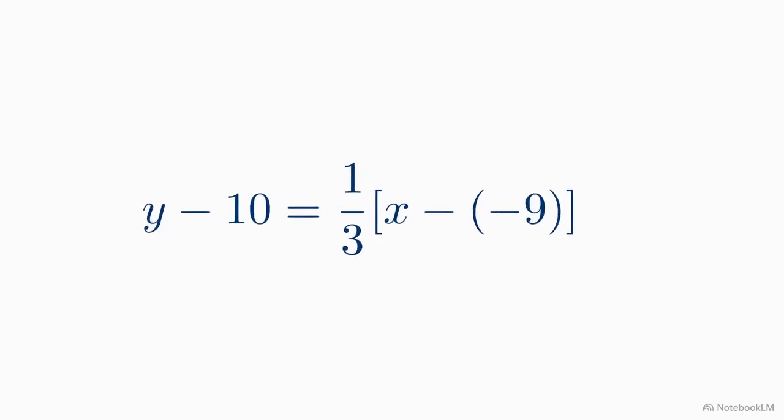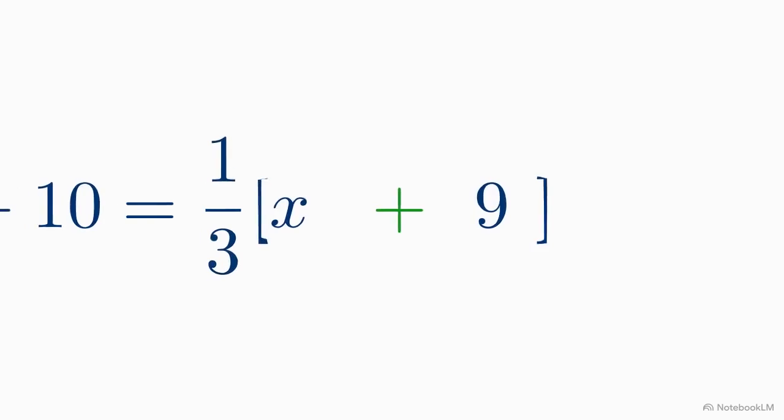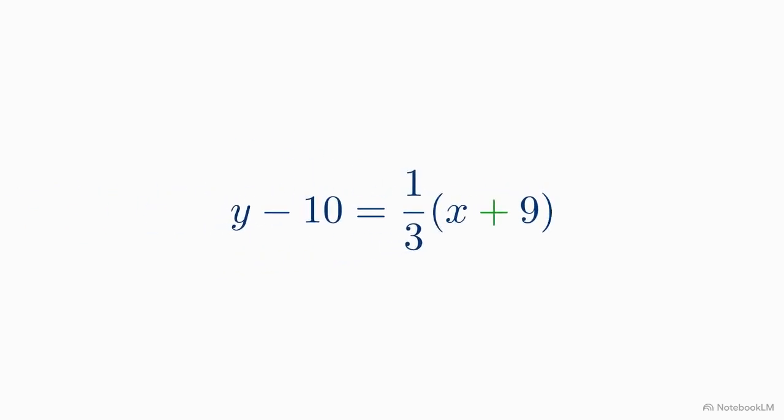Stop here. This is a common exam friction point. Students see both minus signs and frequently drop one entirely. Mathematically, subtracting a negative number is exactly like removing a debt, which adds value. Therefore, the double negative becomes a positive. Our formula now correctly reads y minus 10 equals 1/3 times x plus 9.